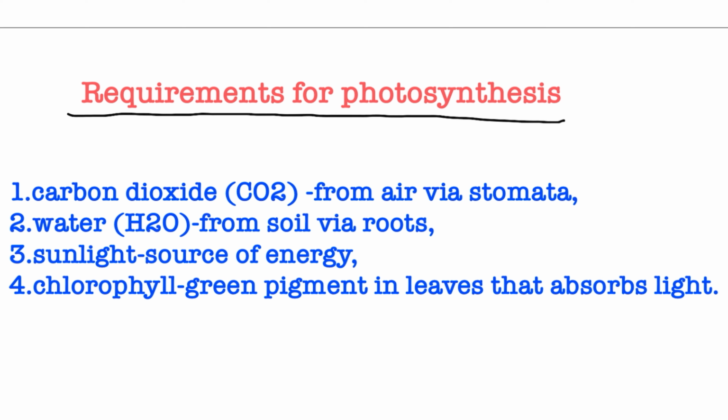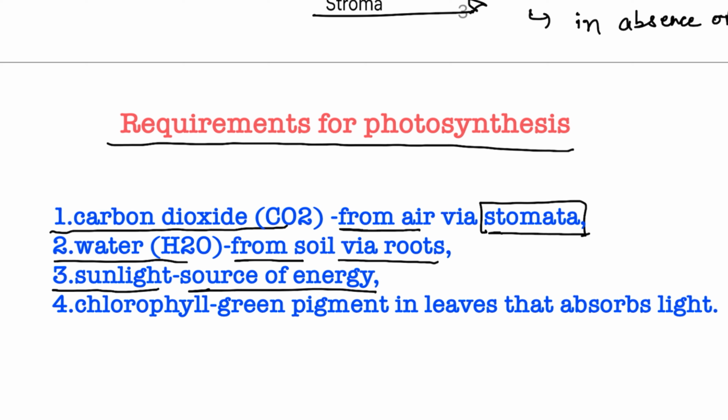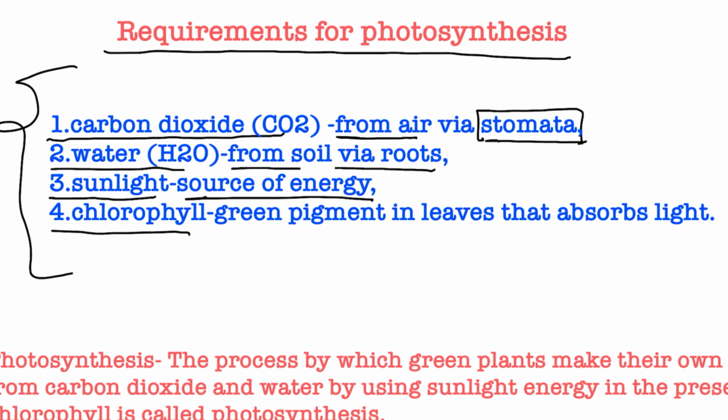Now, what are the requirements of photosynthesis? So, first, photosynthesis requires carbon dioxide. A plant gets carbon dioxide from air. They have stomata. What are stomata? We will discuss later. Second requirement is water. They get it from soil via roots. We all know roots absorb water and minerals from the soil. Third one is sunlight, and it is a source of energy. Okay, and last one is chlorophyll. What is chlorophyll? We just discussed about it. So these are the basic requirements of photosynthesis.